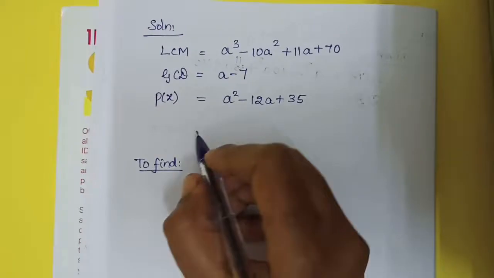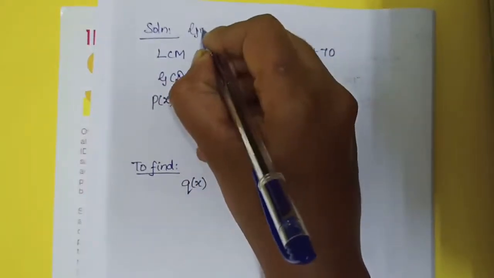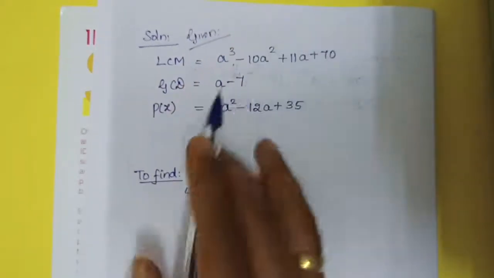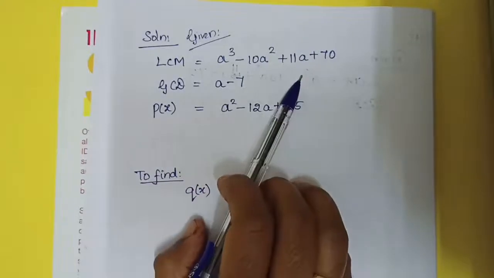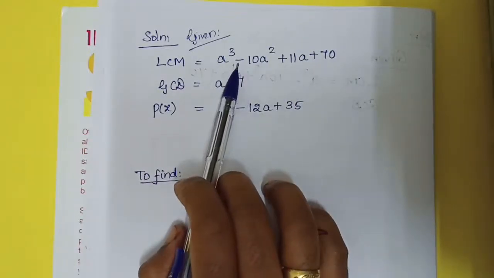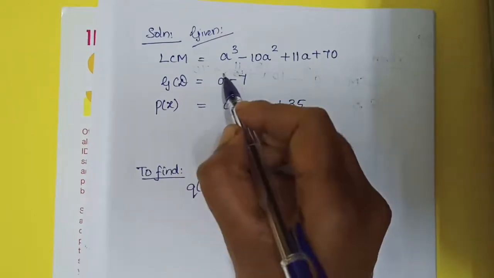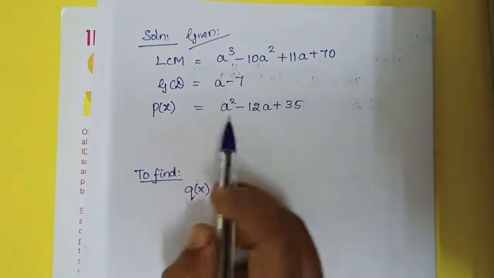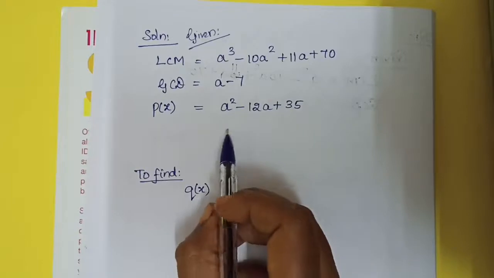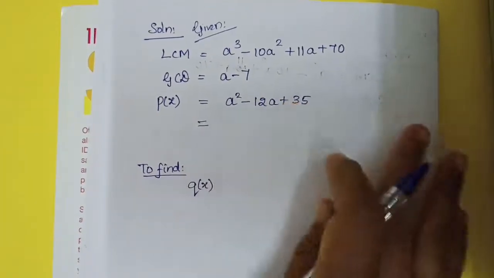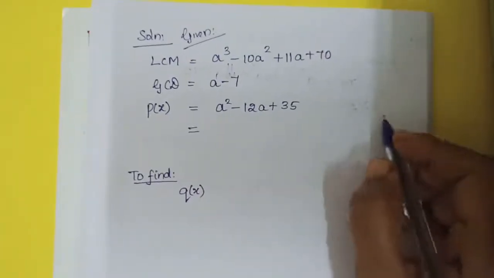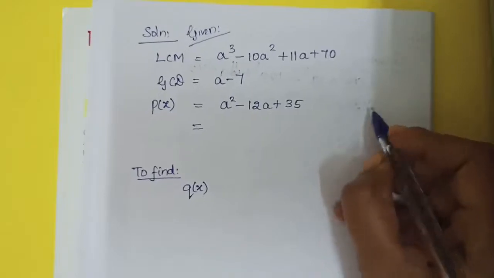Listen, the given data I wrote. So given LCM equals one polynomial. This is the cubic polynomial. And GCD is the linear polynomial because the power is 1. And f of x is the quadratic polynomial. The quadratic polynomial we can easily solve into factors. Shall we solve this first?